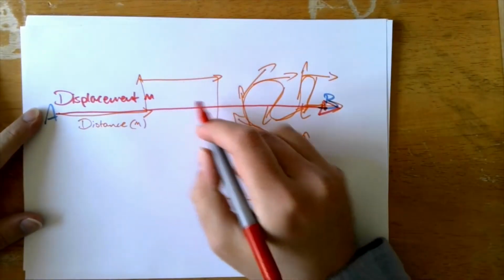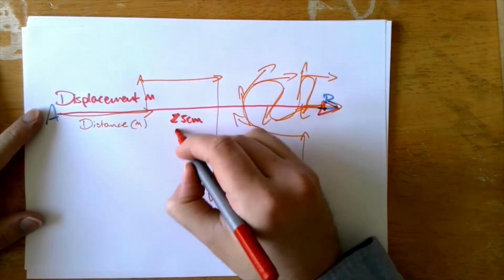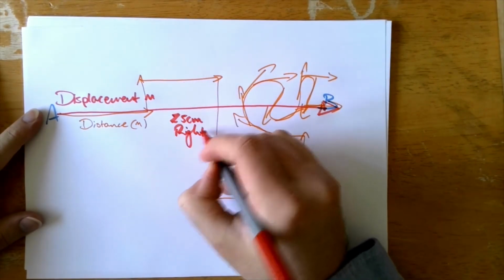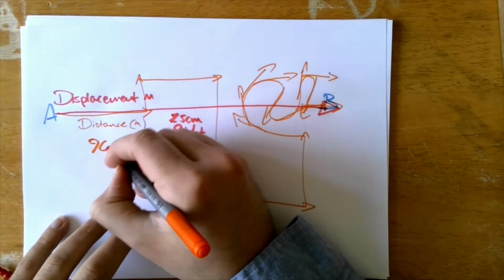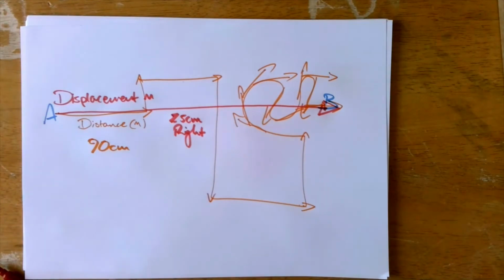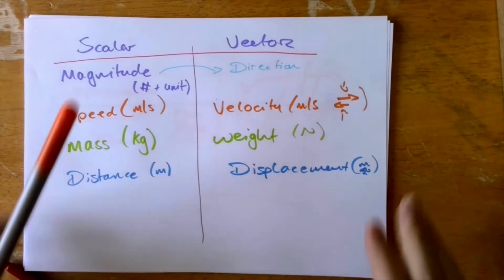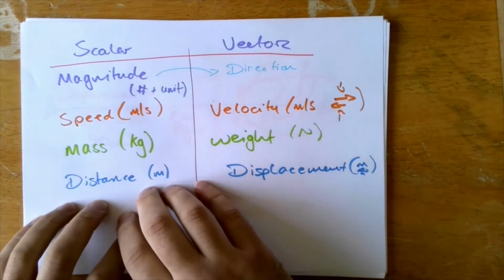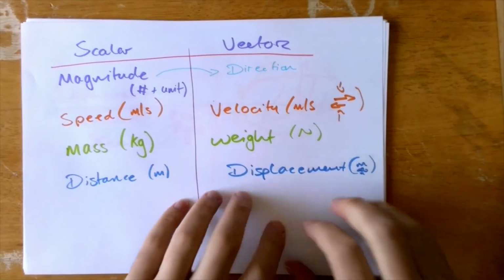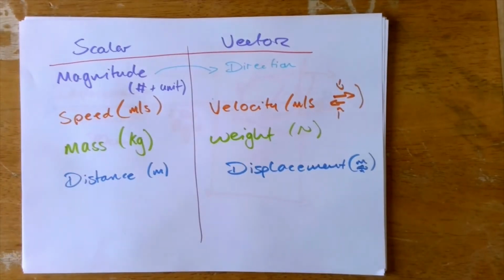So I would say that the displacement of this is, I don't know, 25 centimeters right. The distance could be something huge, like 70 centimeters, but I can't give it a direction. There are lots of different examples of scalar and vector measurements. Time, temperature and energy are scalar. Vector measurements include acceleration, momentum and any force. All of those things are available in your revision guide.